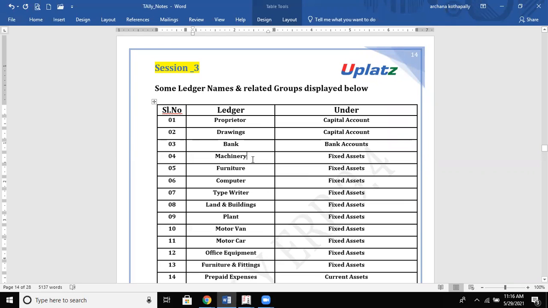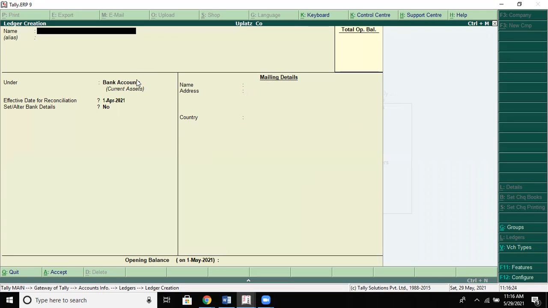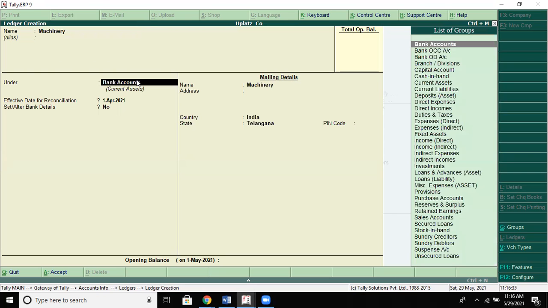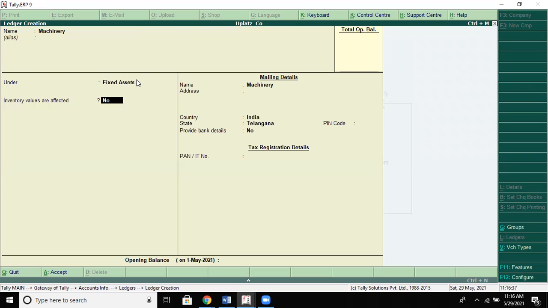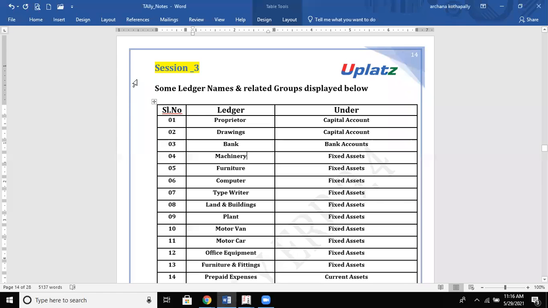Next, machinery. Machinery is all about your fixed assets. So let us create the machinery account. From the available list of groups, let us select fixed assets. Are inventory values affected? Yes, because it is a fixed asset, the inventory value will be affected. Pin code, enter, enter again, and the ledger will be created.